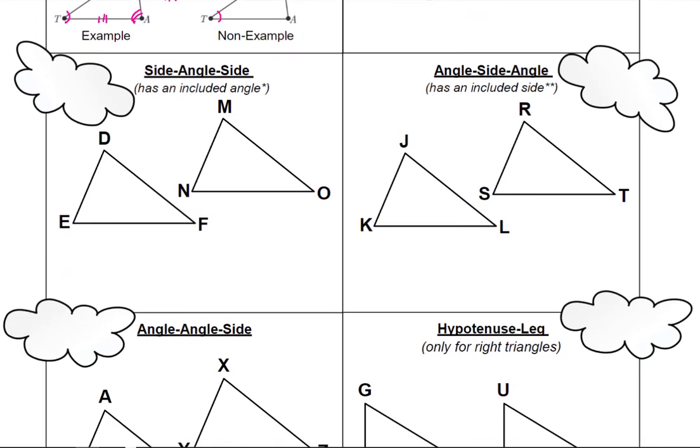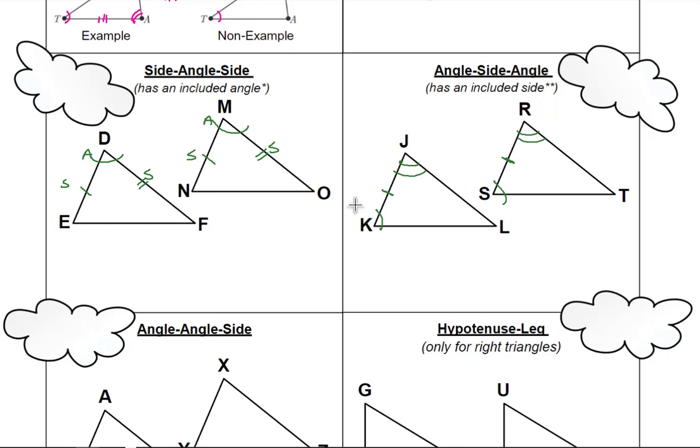For side angle side, we've got two sides and the included angle. So this is where the angle is the hinge between two sides. So let's say we have DE and DF with angle D being the included angle. And we could basically say those two triangles are congruent by side angle side.